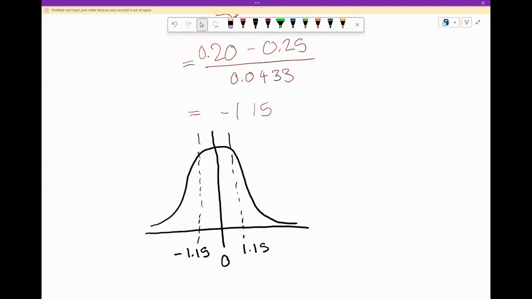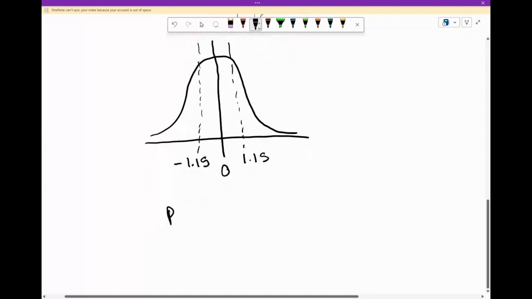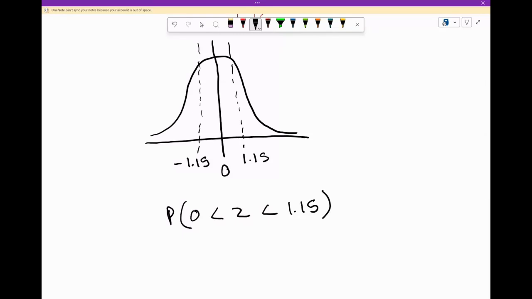So then we can actually say the probability P is 0 to Z, 1.15, a positive 1.15. Is it making sense? Okay, now look up this probability score for me, 1.15, and tell me what that is. 0.4394.